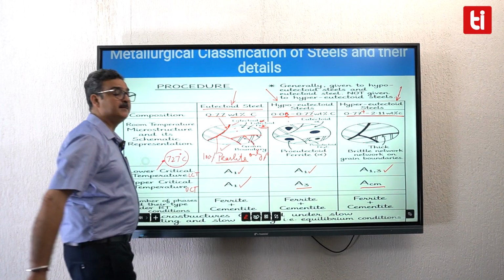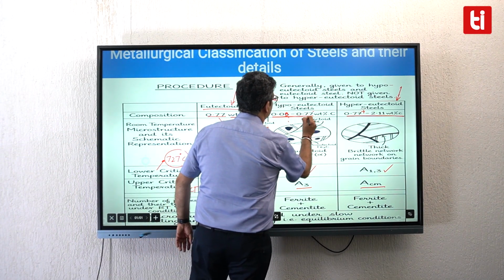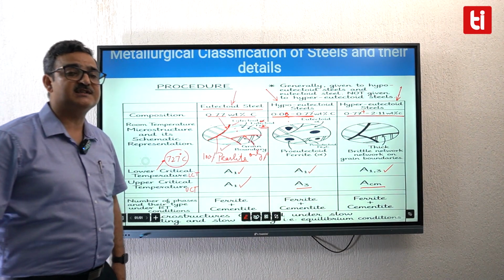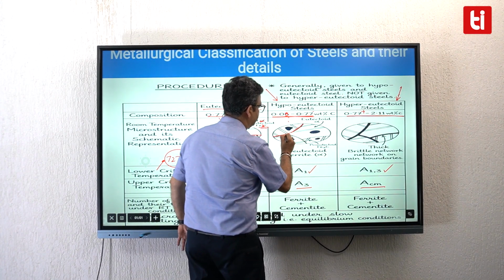All pearlite only. But if you have a hypoeutectoid steel, 0.02 to 0.77% carbon steels, they'll have pearlite. You can see these are the grain boundaries, students.